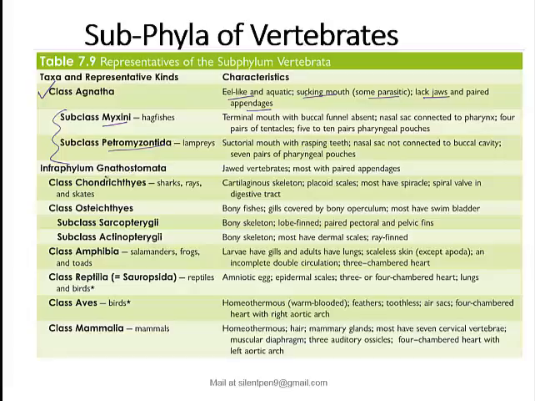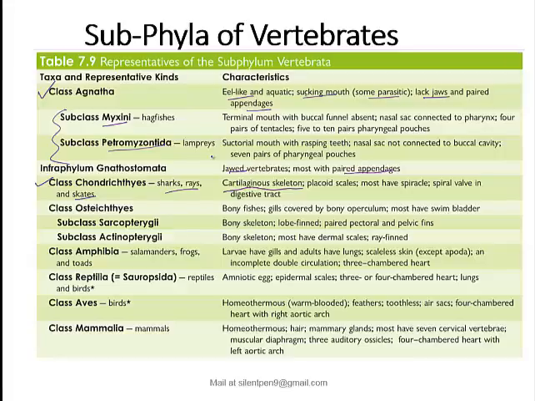And next is the infraphylum or superclass Gnathostomata. So here you can see the jawed fishes. The jaw development has taken place in the fishes, and paired appendages are also seen here. So this one, the class Chondrichthyes, includes sharks, rays, and skates. The cartilaginous skeleton is one of the chief features of this. Always remember, you'll get questions like, where are the jawless fish included?